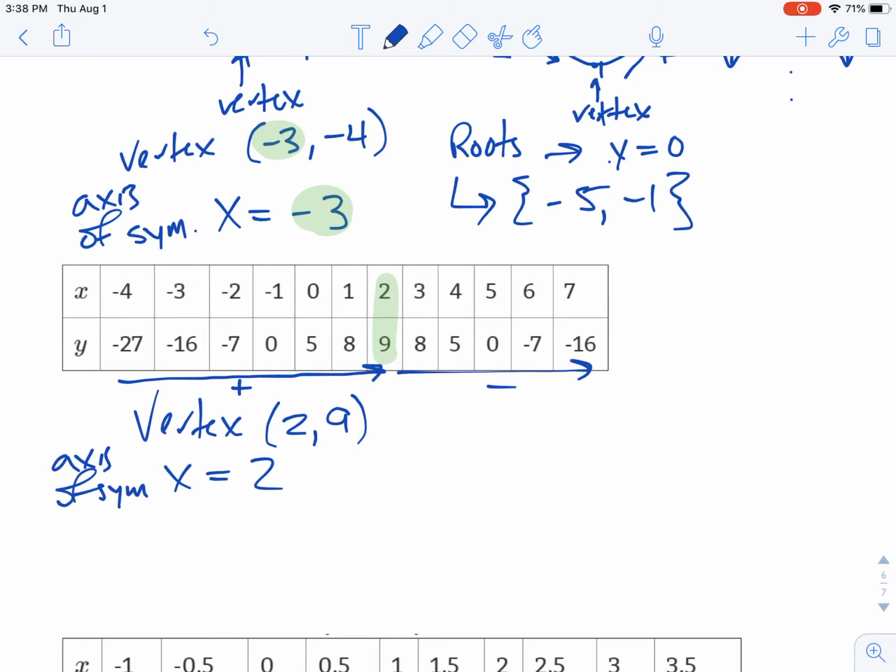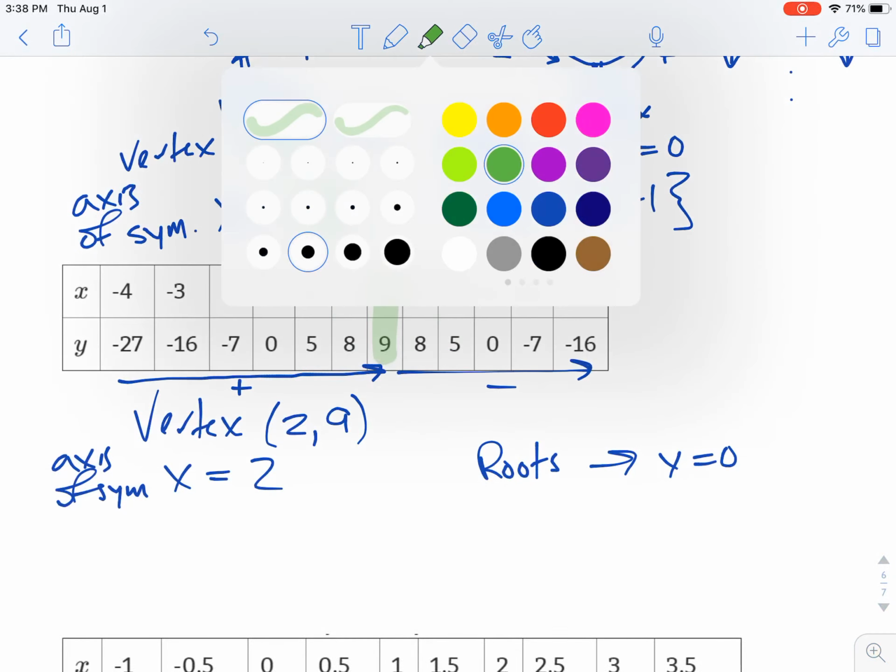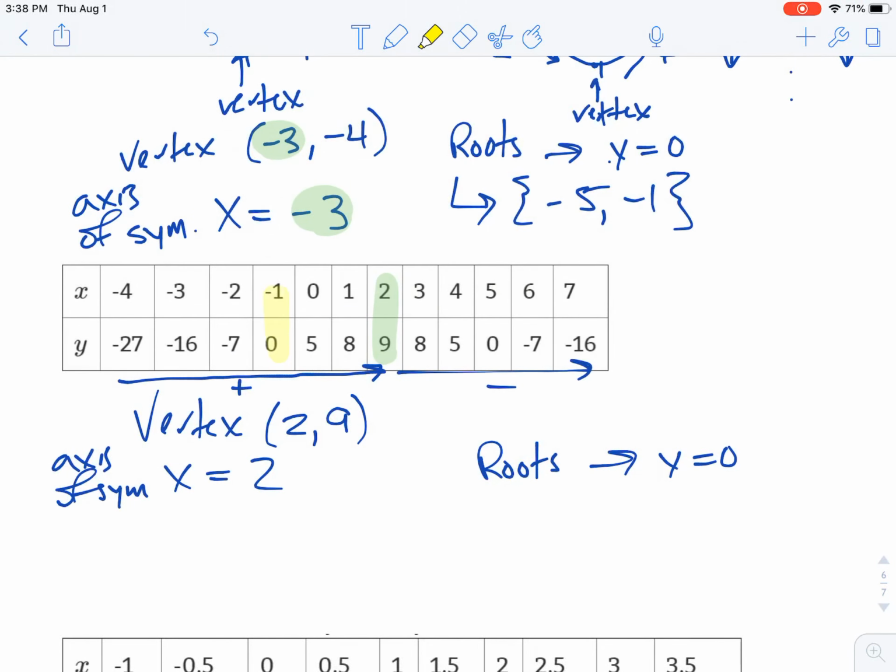And then for our roots, we just look to see where are the y's equal to 0. So we look in our table for when the y's are equal to 0, and that happens here and here. So our roots would then be -1 and 5, the x values that produce a y of 0.